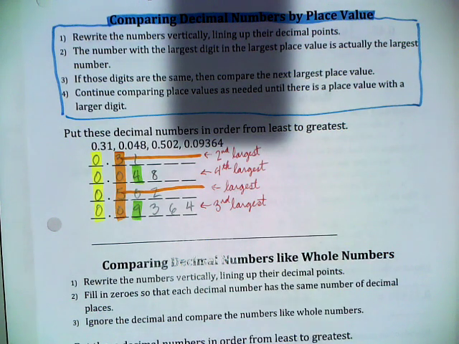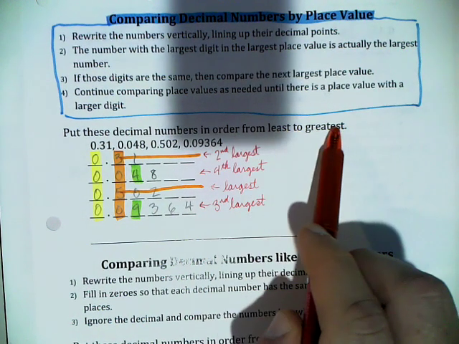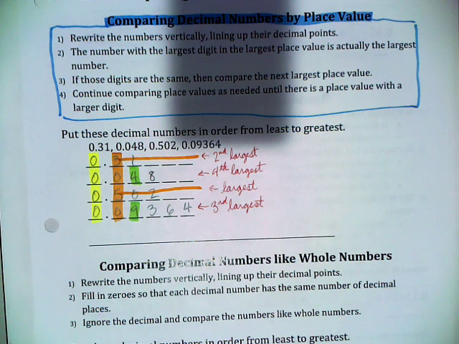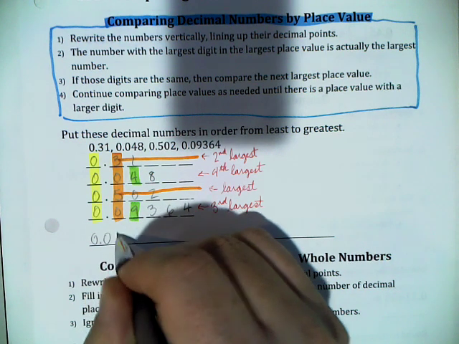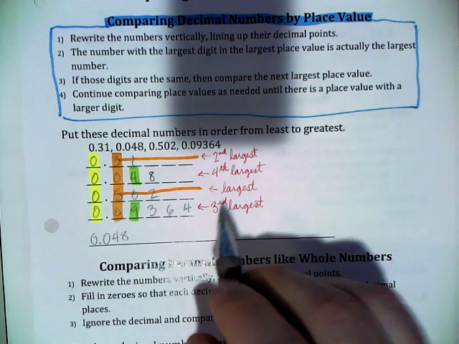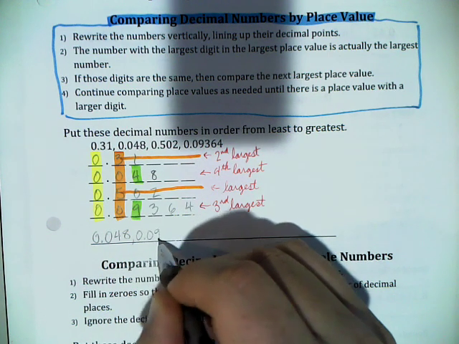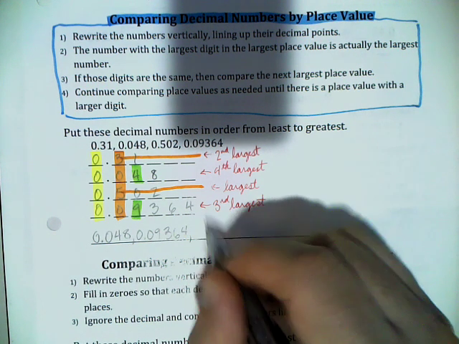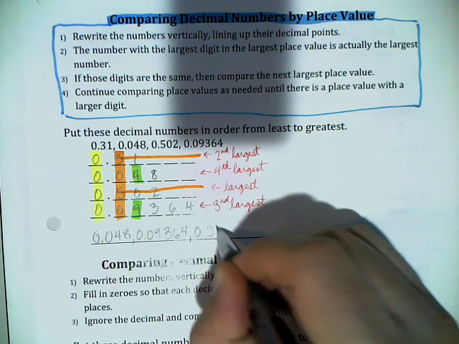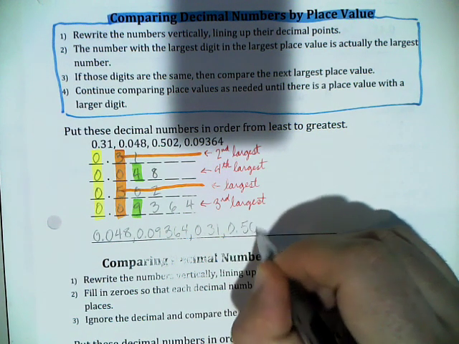Now let's go up to the directions for this problem. Put these decimal numbers in order from least to greatest. So once we've compared these, then obviously we can tell that the fourth largest is actually the smallest. So 0.048 is the smallest. The third largest would be next. So I'm going to put a comma because this is a list. So 0.09364. The second largest, 0.31, and then we end with the largest, which was 0.502.